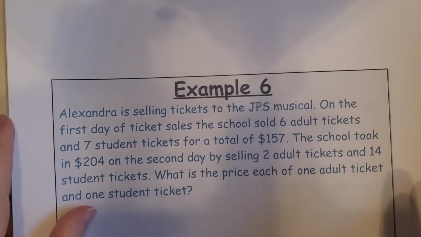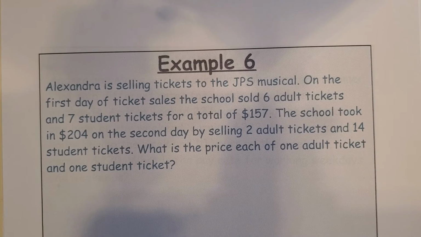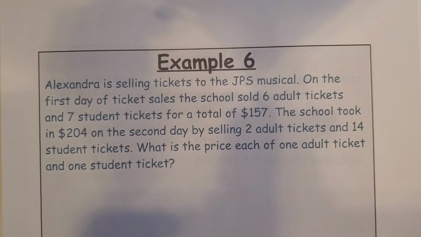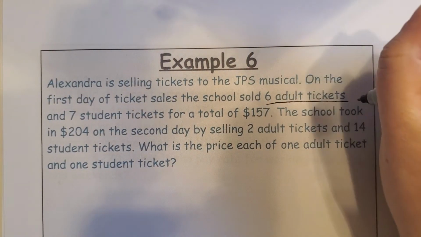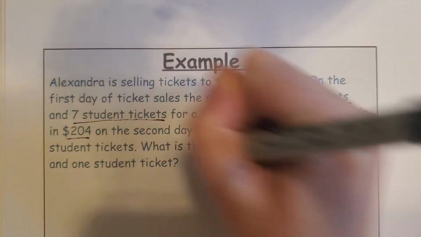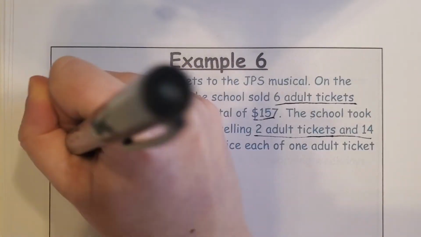Everybody's favorite. So, Alexandra is selling tickets to the JPS musical. On the first day of ticket sales, the school sold 6 adult tickets and 7 student tickets for a total of $157. The school took in $204 on the second day by selling 2 adult tickets and 14 student tickets. What is the price of each of 1 adult ticket and 1 student ticket? So, as always, we highlight key information, and it's pretty much all of the numbers. 6 adult tickets and 7 student tickets, $157. $204, 2 adult tickets, and 14 student tickets.